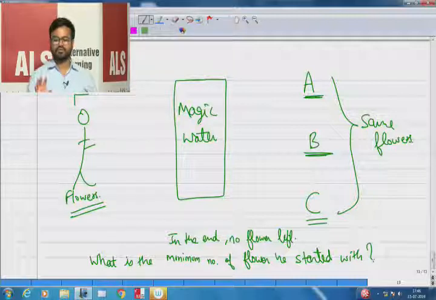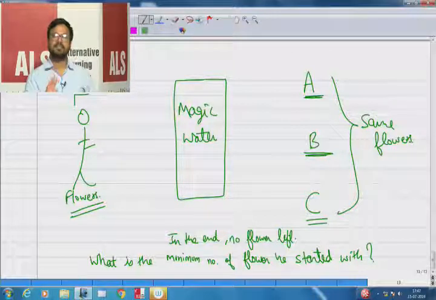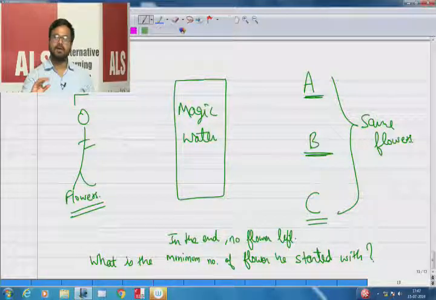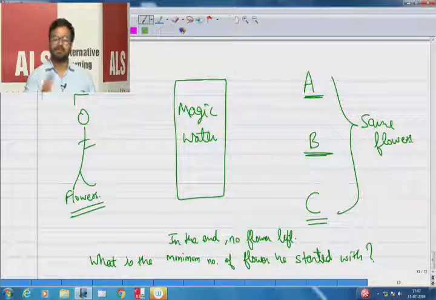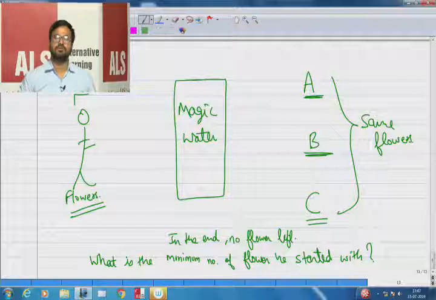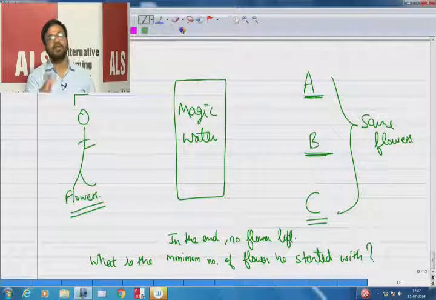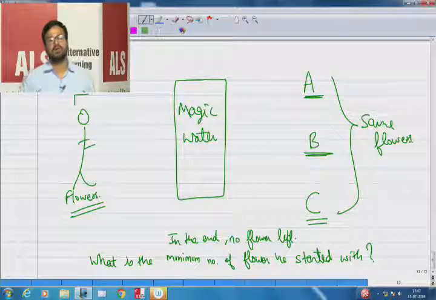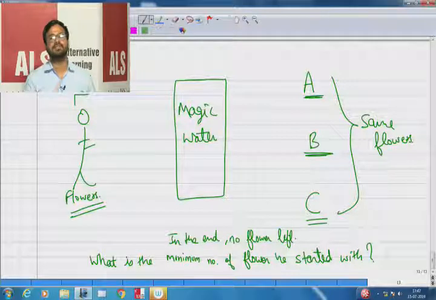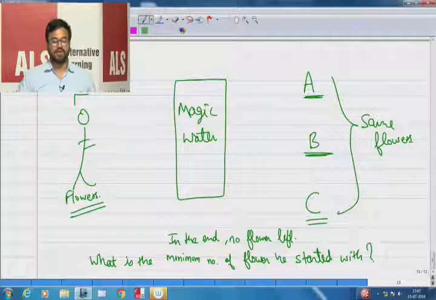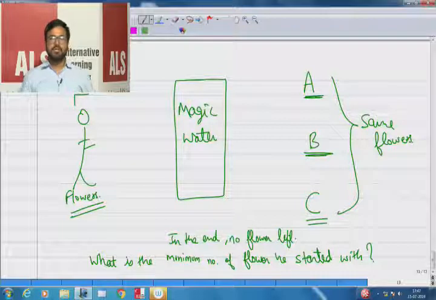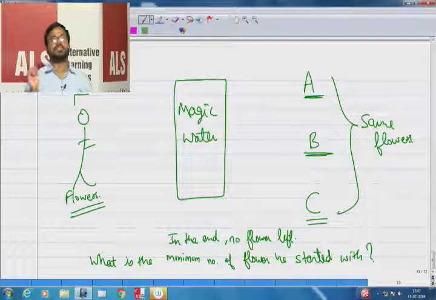So let me tell you the situation once again. He has initially some flowers with him. There is a magic water. He washes those flowers. They get doubled. He gives some of the flowers to house A. Again washes the remaining flowers. Again they get doubled. He again gives some of the flowers to house B. Again washes the remaining flowers. Again they get doubled. And in the end he gives all the flowers to house C. In the end he is left with 0 flowers. And the number of flowers in all the three houses is the same. So you have to find what is the minimum number of flowers he started with. So try to frame the equation according to the conditions and then find the answer.